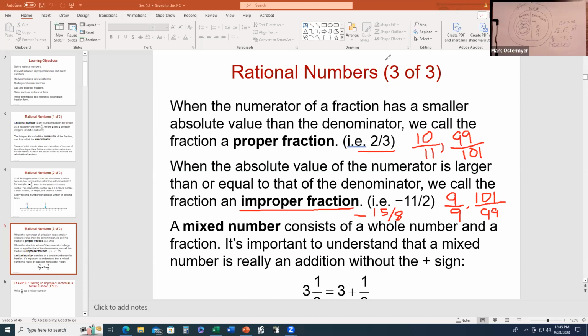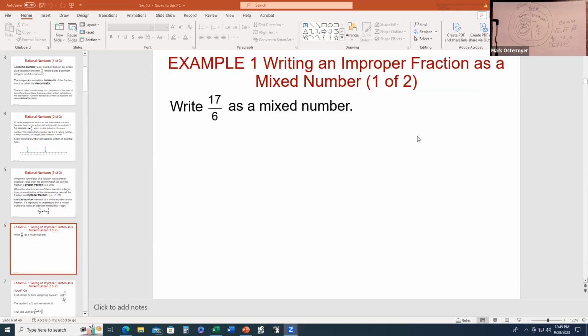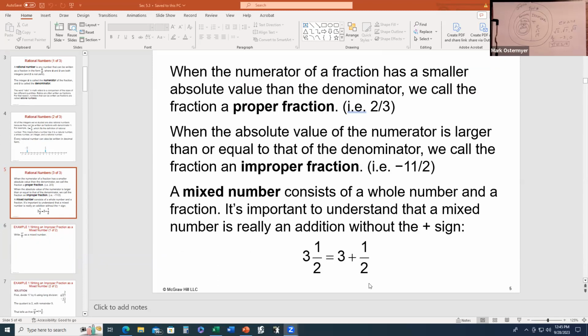A mixed number is a number that possesses a whole part and a proper fractional part. For instance, 3 1/2 is called a mixed number. The whole part of the mixed number is the 3. And the proper fractional part of the mixed number would be 1/2. That's the fractional part. And 3 1/2 is equal to 3 plus 1/2, by the way.